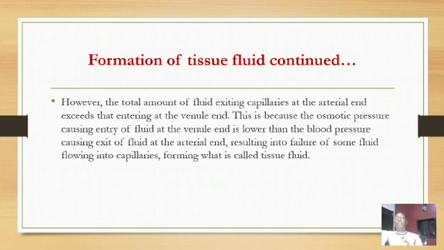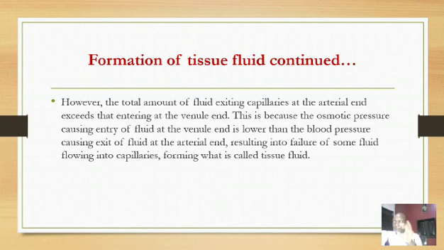Therefore, in summary, if you're talking about formation of tissue fluid, you need to show that it is formed by ultrafiltration, involving forces like hydrostatic pressure and osmotic pressure. Tell us that at the arterial end, hydrostatic pressure is higher than osmotic pressure. Therefore, it forces materials, those we've mentioned, the oxygen, glucose, amino acids, to move from blood across capillary walls into the tissues, forming tissue fluid.